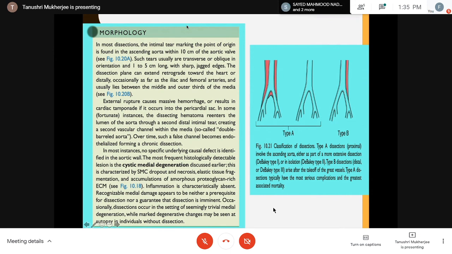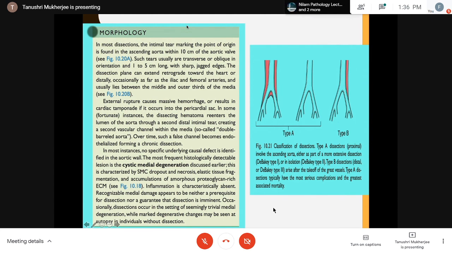So in most dissections, the intimal tear marking the point of origin is found in the ascending aorta within 10 centimeters of the aortic valve. Such tears usually are transverse or oblique in orientation and 1 to 5 centimeters long with sharp, jagged edges. The dissection plane can extend retrograde towards the heart or distally, occasionally as far as the iliac and femoral arteries, and usually lies between the middle and outer thirds of the media. External rupture causes massive hemorrhage or results in cardiac tamponade if it occurs in the pericardial sac.